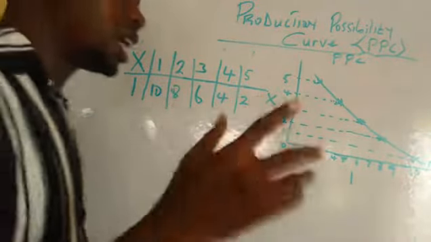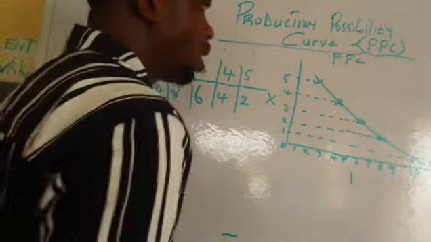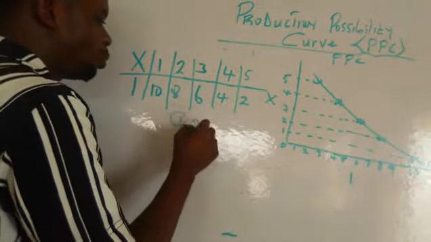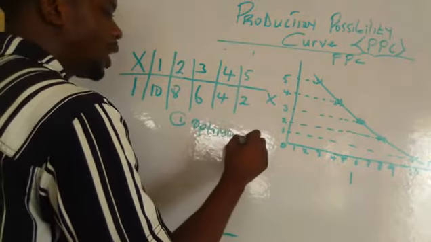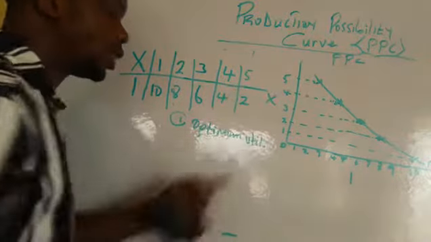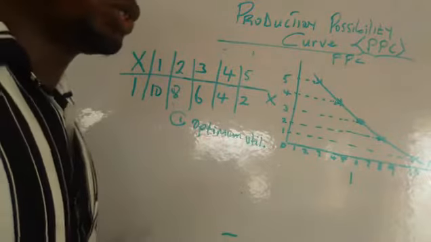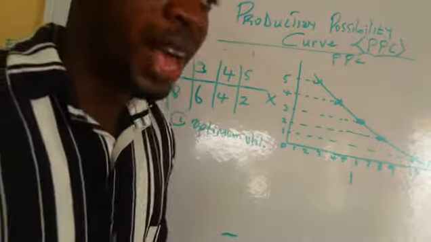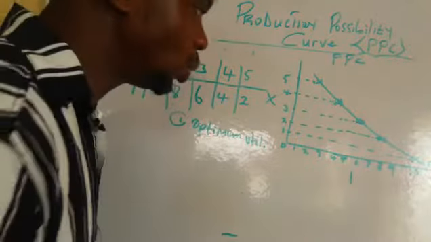But let me quickly say this, that there are three situations surrounding this production possibility curve. The first of it is optimum utilization of resources. So what do we mean by optimum utilization of resources? It is a situation whereby all the resources are fully utilized. No excess, there is no wastage, there is no remainder, all the resources are used.